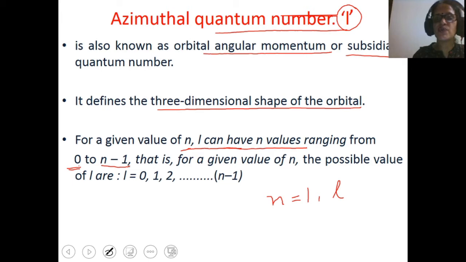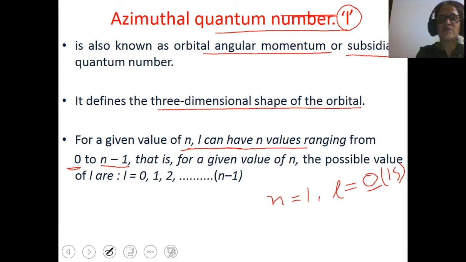So the number of values of l is equal to the value of n, but these values range from 0 to n minus 1. So n is equal to 1, l also has one value. From where will this value start? 0. So n is equal to 1, l is equal to 0, and children remember that this value represents a subshell which is represented by the symbol 1s. 1 represents the principal quantum number n and s represents the 0 value of l. So l is equal to 0 represents the s subshell.